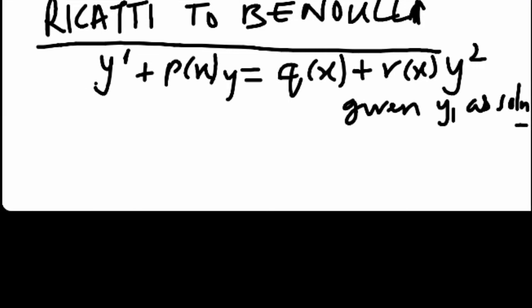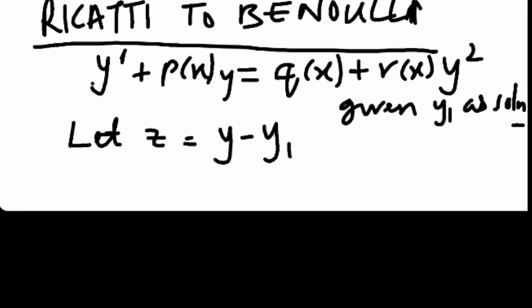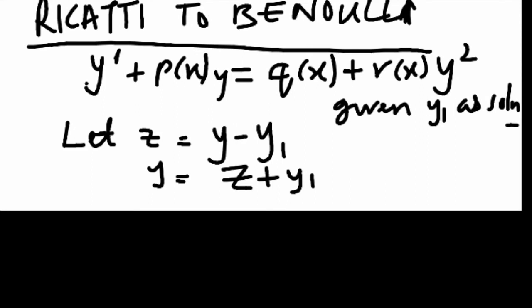Pick a dummy variable. You can pick w, you can pick z, you can pick v, something that you can use as a variable. Say that let z be equal to y minus y1. Just notice that z is also a function of x. So y is equal to z plus y1, I'm adding y1 to both sides.